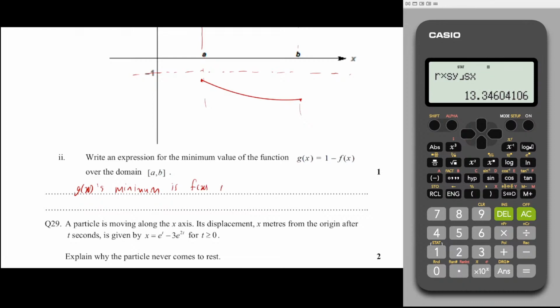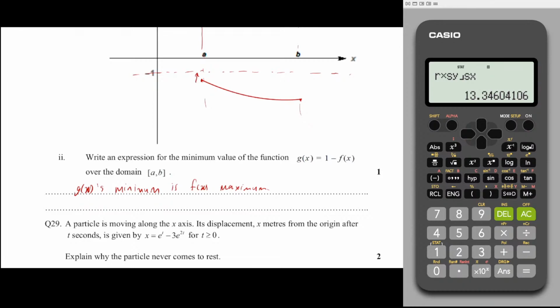F of x's maximum. So the maximum f of x can be is -1. So 1 take away -1. Well, it depends on what the value of f of x is. Oh, well, okay. Think of it like this.